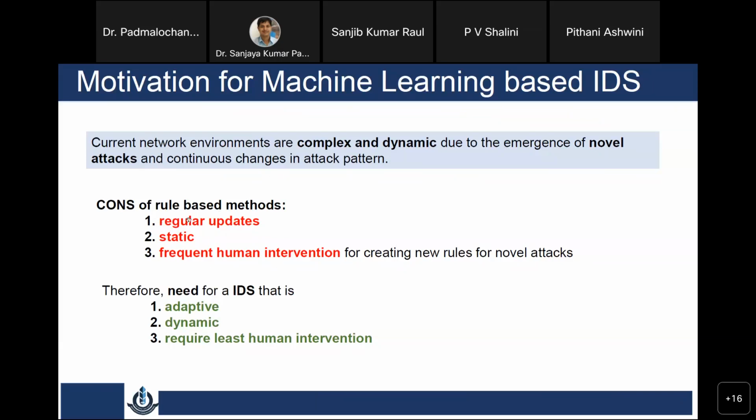So therefore, you see that in rule-based methods, these are the problems. Regular updates, static. It is static because attack signatures change dynamically. Frequent human intervention for rule-based IDS. So thus, IDS has to be adaptive. Adaptive in the sense, today my topology is this. Today this type of packets I usually allow. Tomorrow different services might be running in my organization, so I may need to allow different types of packets as well.